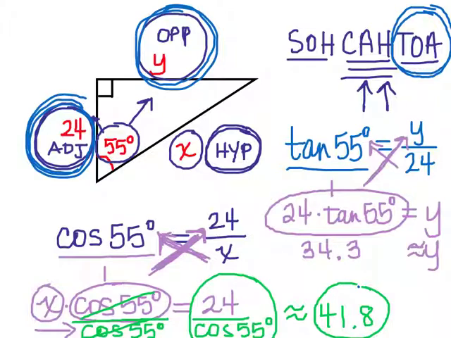And it looks like y rounds to 34.3. And that is the length of the side that's labeled y. So that's how you use trig functions to help you find missing sides.